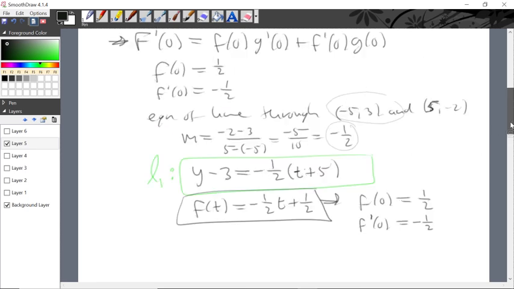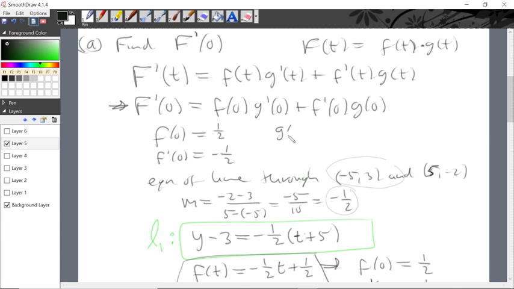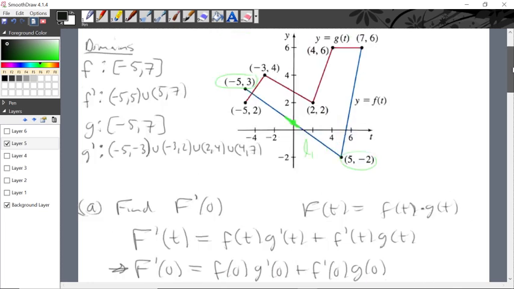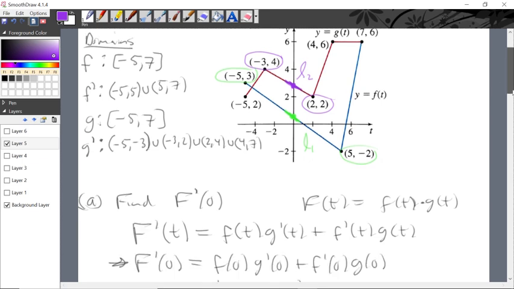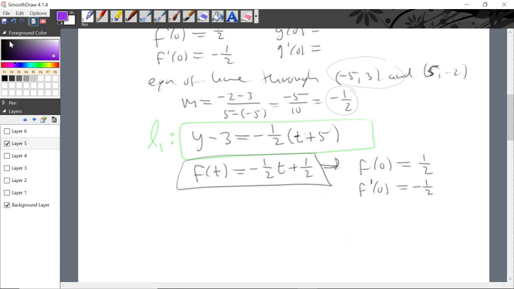All right, well, so we also need, of course, g of 0 and g prime of 0. So how can we find that? Well, choose a different color here. Purple. There we go. So g of 0 would be this point right here, and g prime of 0 would be the slope of this line right here. And so that is the line that goes through at least the points (-3, 4) and (2, 2). I'll call that L2. That's our line 2, (-3, 4) to (2, 2).